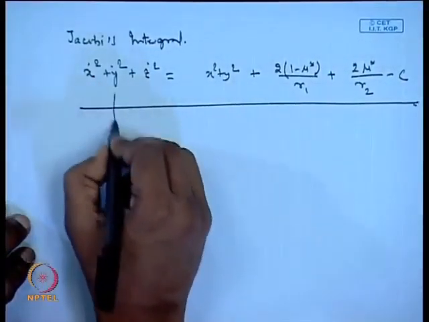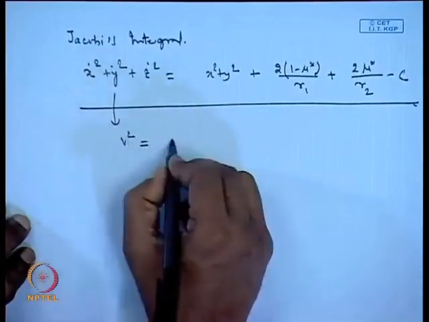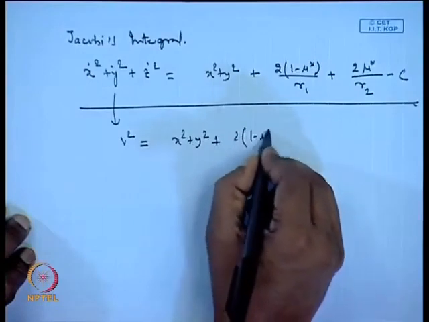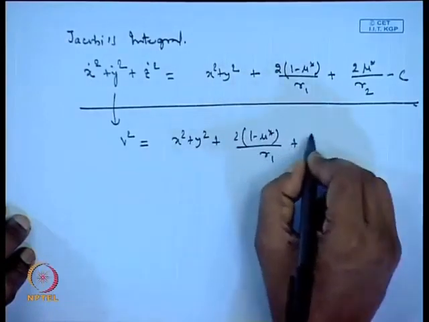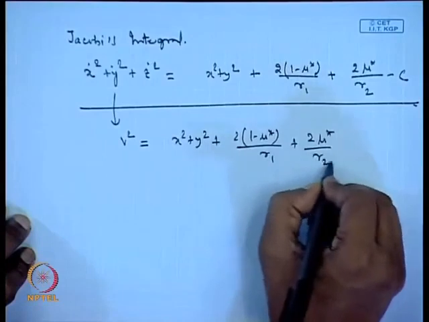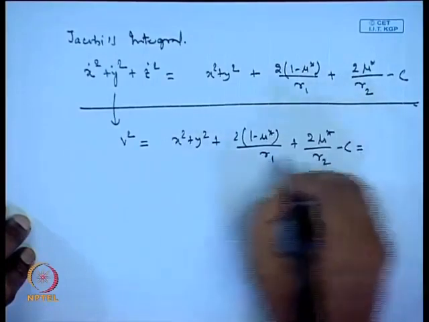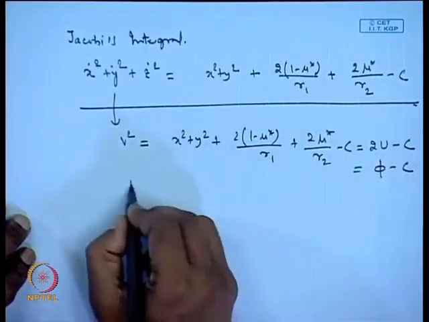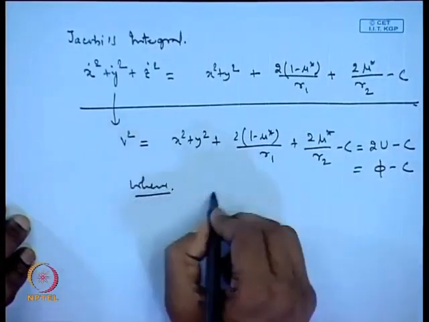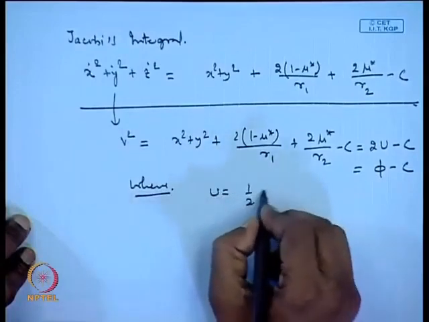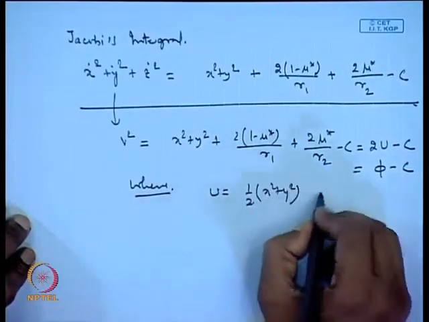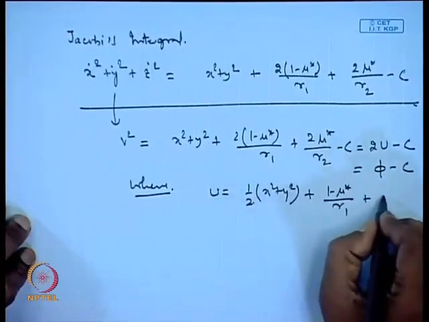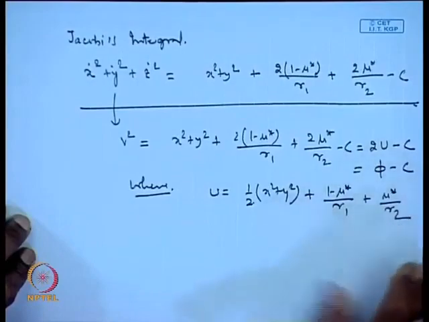and the left hand side here is nothing but v square. So, the same thing we wrote as v square equals x square plus y square plus 2 times 1 minus mu star by r 1 plus mu star by r 2 minus c, and this can be written as 2 u minus c is equal to phi minus c, where u is equal to 1 by 2 times x square plus y square plus 1 minus mu star by r 1 plus mu star by r 2.